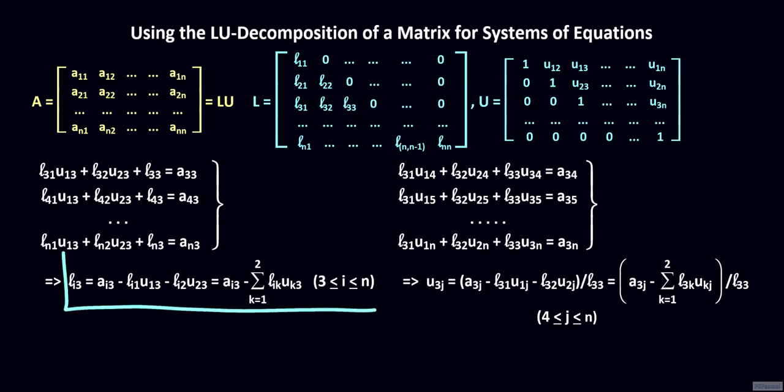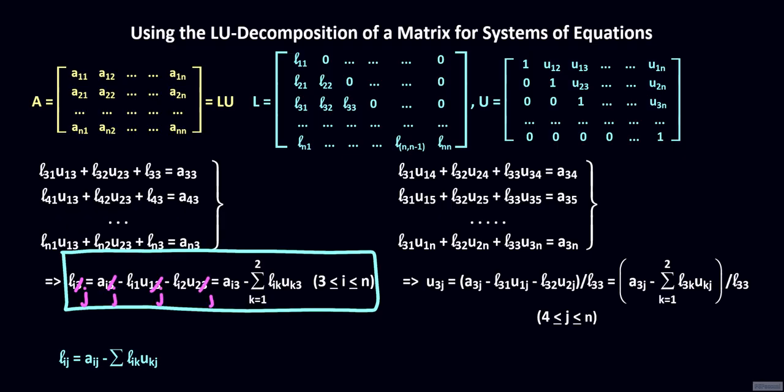Generalizing this formula, L sub ij should be equal to A sub ij minus the sum of the product of L sub ik and U sub kj. If j equals 3 in this equation, then the upper limit in the summation is j minus 1. k starts at 1. In addition, the row number i is at least as big as the column number j. If i is less than j, L sub ij will be above the main diagonal, so that L sub ij equals 0.